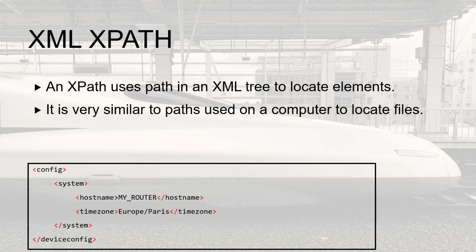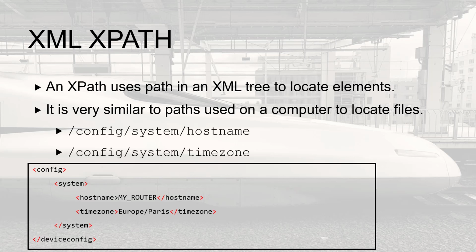This tree represents the system configuration of an equipment. By reading my tree from the top to the bottom, I can easily extract some settings. The hostname, for instance, which is located at the config, followed by system, followed by hostname. And the same goes with the time zone. Config, followed by system, followed by time zone.